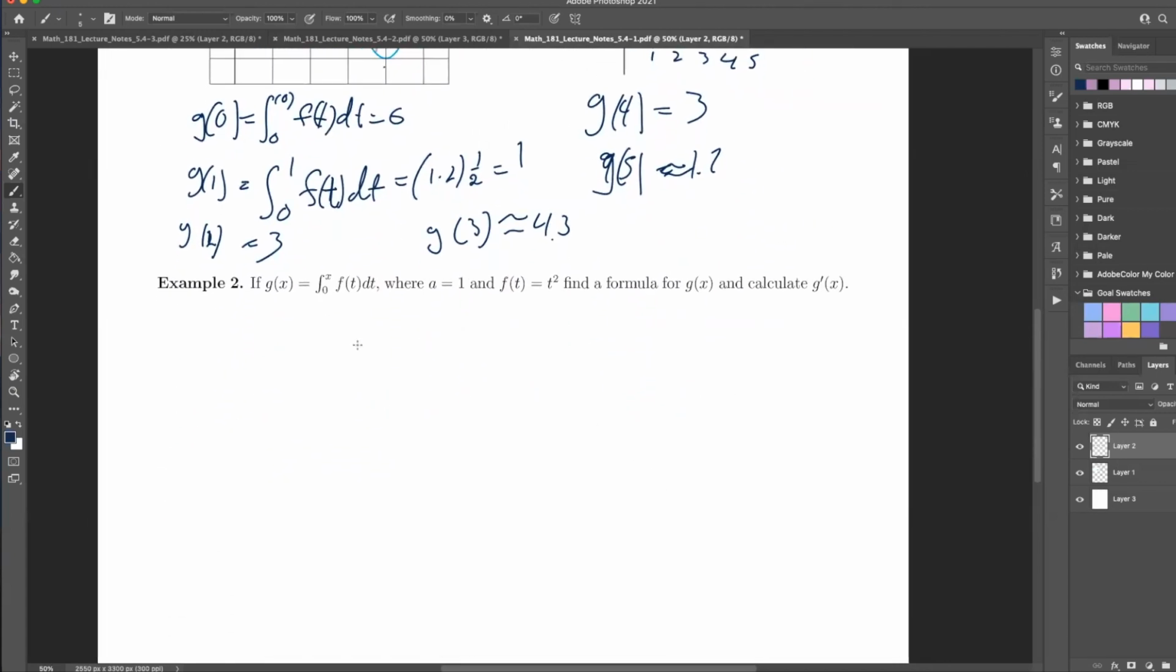All right, so now we're going to do it more numerically. All right, so if g of x is the integral from a to x of f of t, where a is, it should be an a, shouldn't it? Add an a, sorry. Where a is equal to 1 and f of t is equal to t squared, find the formula for g of x and then calculate g prime of x. Okay. All right, so let's do this.